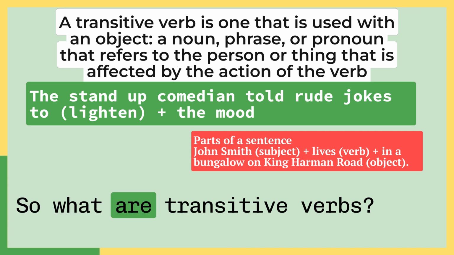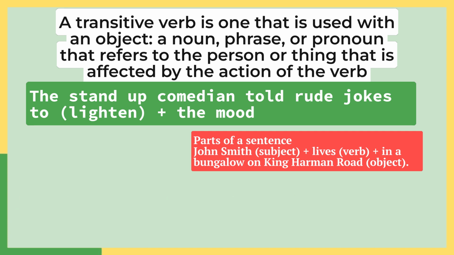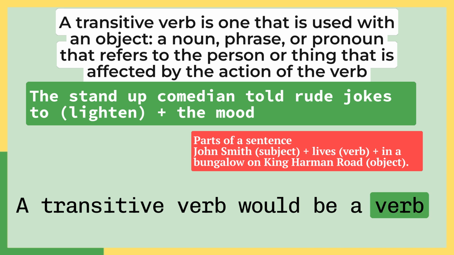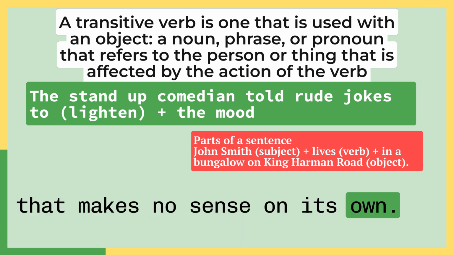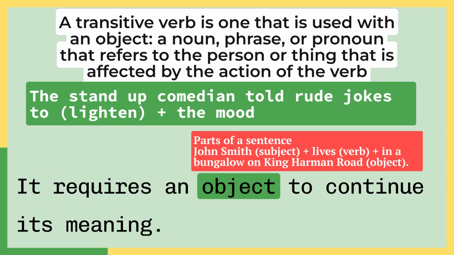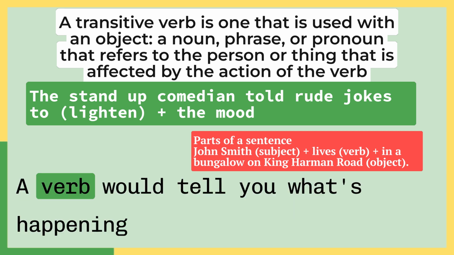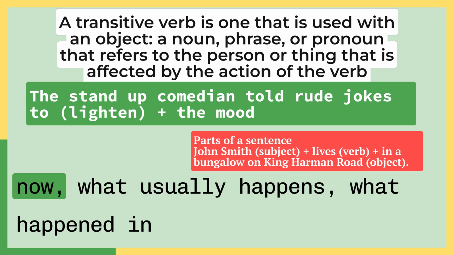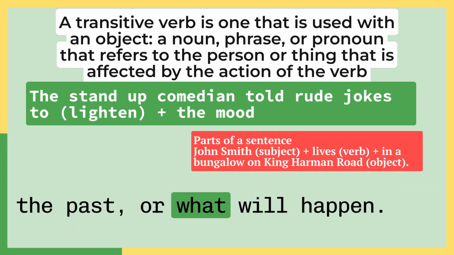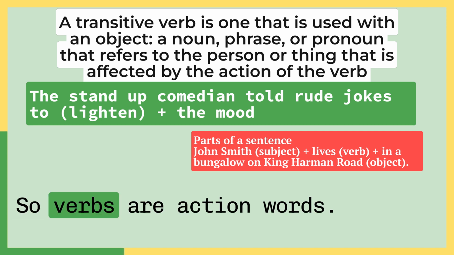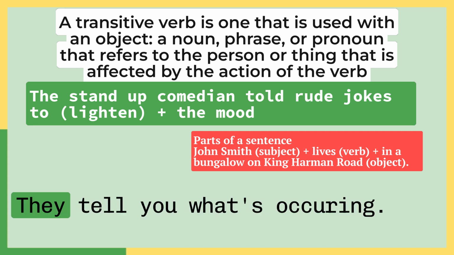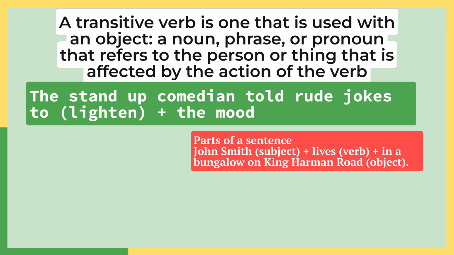So what are transitive verbs? A transitive verb would be a verb that makes no sense on its own. It requires an object to continue its meaning. A verb is an action word. A verb would tell you what's happening now, what usually happens, what happened in the past, or what will happen. So verbs are action words. They tell you what's occurring.